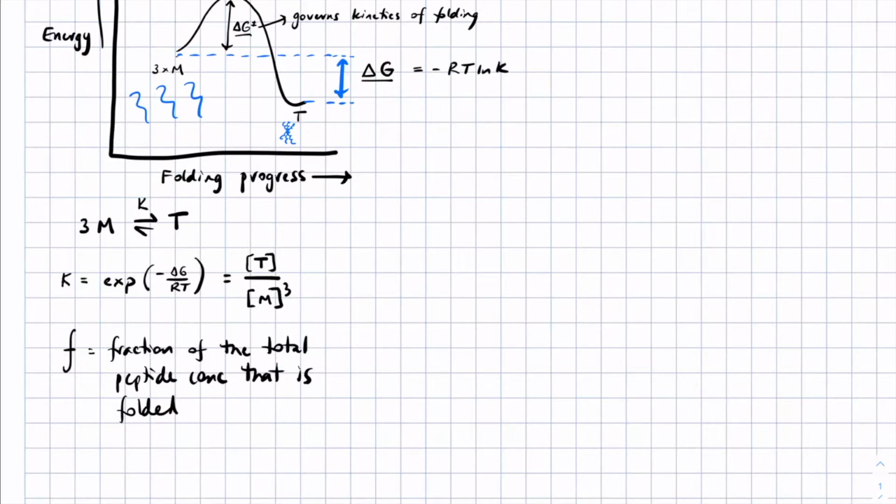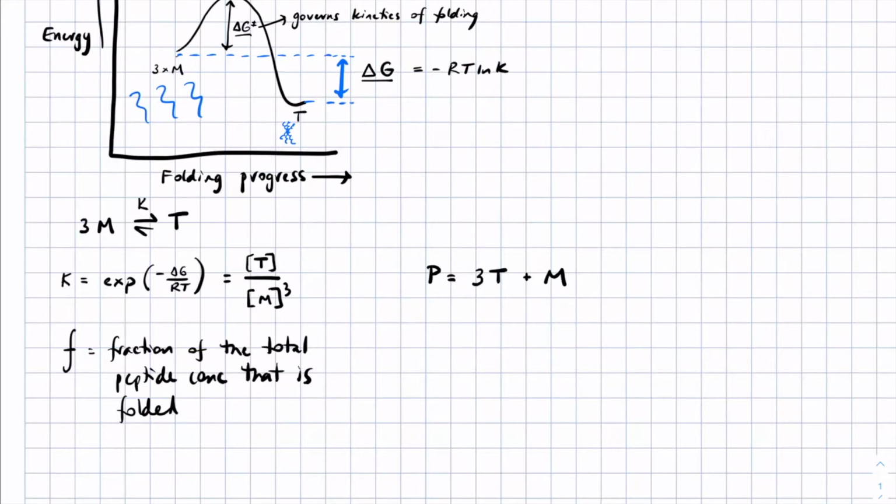So at any given time in solution, if we let P equal the total peptide concentration, we've got trimer present in solution and we have monomer present in solution. But within each trimer are three monomers, so we have to take the trimer concentration and multiply it by 3 plus the monomer concentration, and that gives us the total amount of peptide monomer that we put in at the beginning of the experiment.